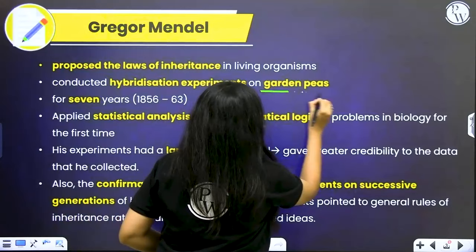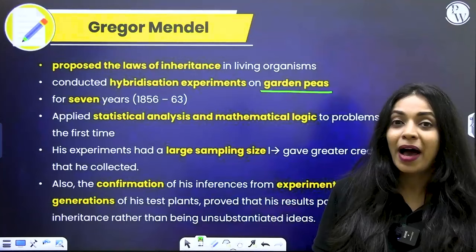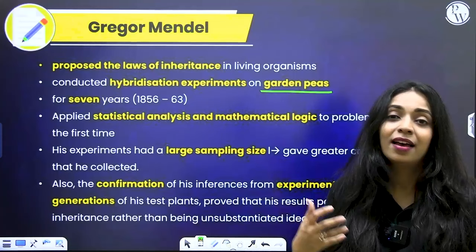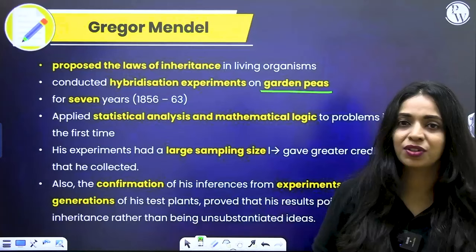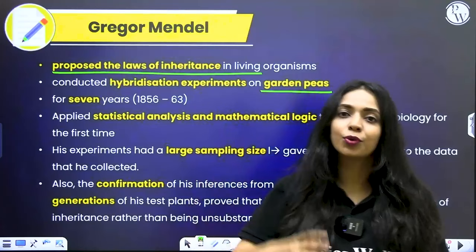He was living in a monastery. There was a garden right next to his monastery or within his monastery. And then he grew a lot of pea plants and he was trying out hybridization experiments, making use of pea plants. And he was trying to figure out what are the different ways, or is there any general rule that governs how characters are passed on from one generation to the next generation. Alright, so based on his observations, on his experiments on pea plants, he proposed certain rules of inheritance in living organisms. He said these are some rules that govern how characters get passed on from one generation to another.